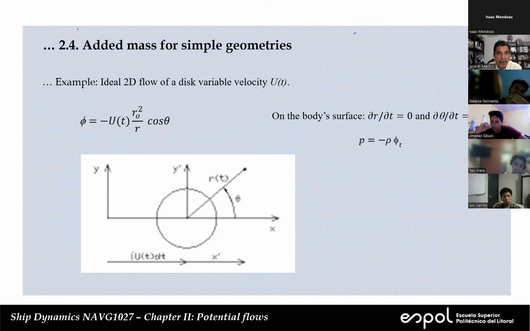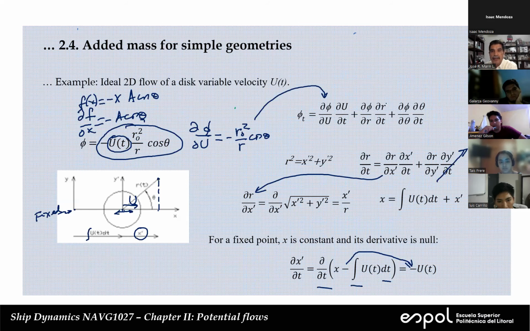So on the surface of the body, since it is solid, you can immediately see that if this moves to here, this point with respect to this is the same as this point with respect to that. That means that on the body, dr dt and d theta dt are 0, because the body doesn't deform. So in this expression, the dr dt and d theta dt are 0.